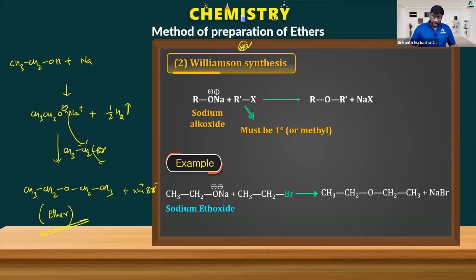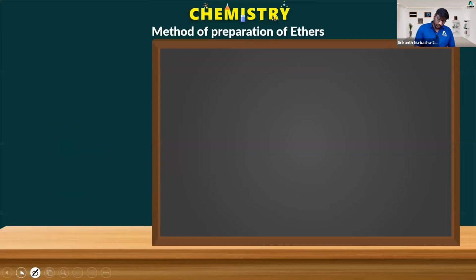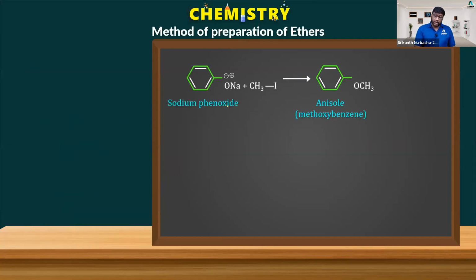So Williamson synthesis: when you do the Williamson synthesis, the alkoxide has to be treated with alkyl halide, and you will generate the respective ether. In this scenario, you have to take the primary or methyl alkyl halide. If I take sodium phenoxide and treat that with CH3I, the phenoxide ion can act as a nucleophile. It will attack the electrophilic carbon. You will generate anisole, or methoxybenzene.